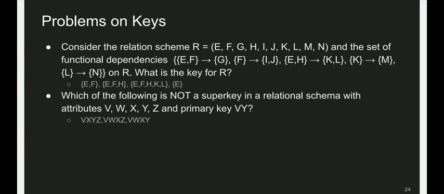In order to be a key, it is a minimal super key. So Y should be there for every super key so that it can be a super key. Now in this option V W X Z, there is no Y attribute, so it cannot be a super key. That is the answer.